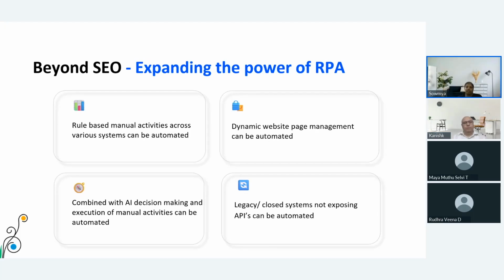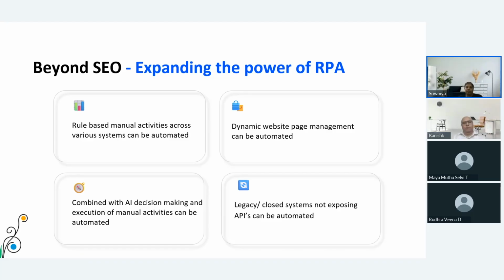We focused on SEO today. The power of Zoho RPA goes far beyond this. With Zoho RPA, you can automate rule-based manual tasks across multiple business systems, not just your website. This includes tasks like report generation, data migration, and customer onboarding. It can also handle dynamic website operations such as managing product pages, rotating offers, or updating seasonal content automatically.